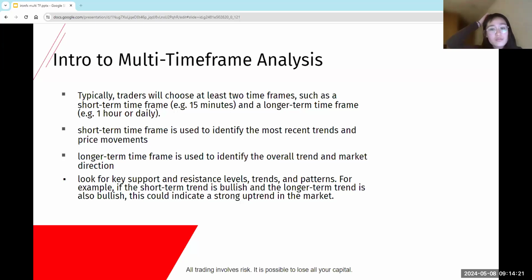The short-term time frame is used to identify the most recent trends and price movements, while the longer time frame is used to identify the overall trend and market direction.